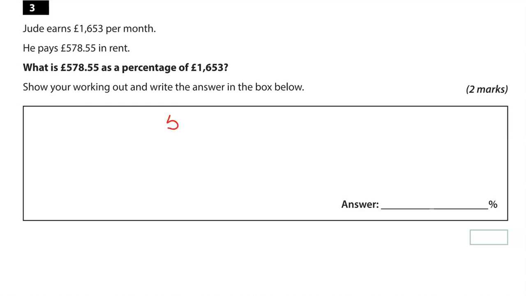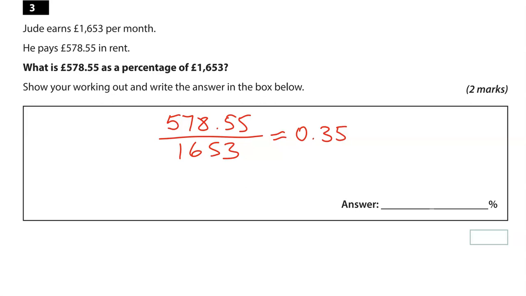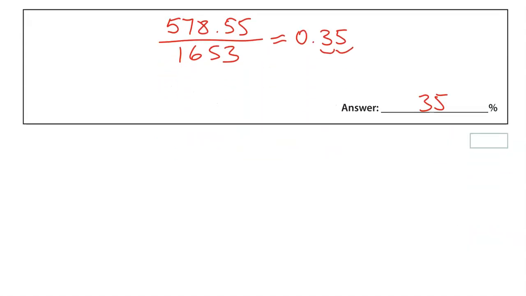So 578.55 out of 1,653. Again, the fraction line means division. So in the calculator, do 578.55 divided by 1,653, which gives us 0.35. Now, as a percentage, that is 35%, just like the 35 pence. You could just multiply it by 100 as well if you like, so 0.35 times 100.